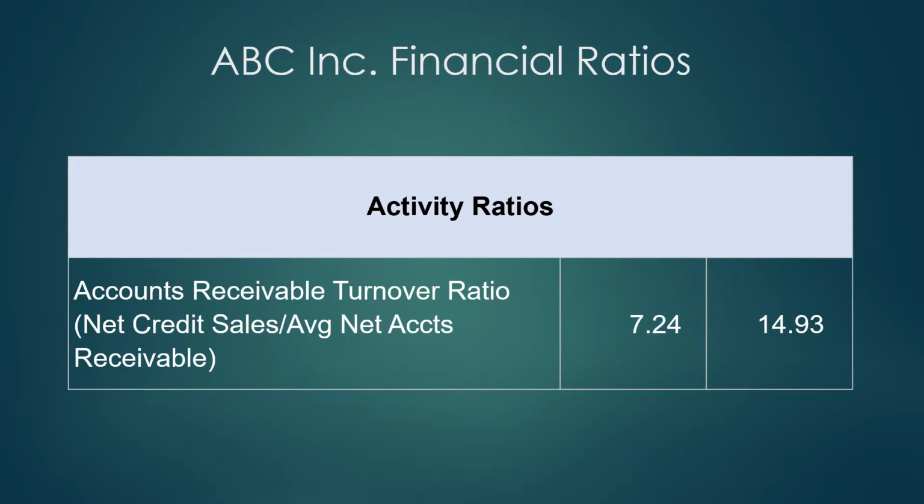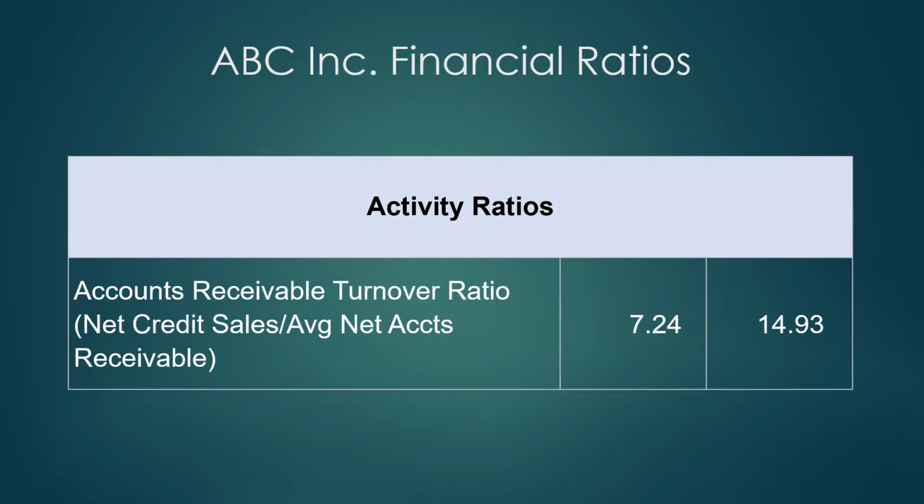The next set of financial ratios we'll look at for ABC are the activity ratios. Now, only one of the activity ratios really pertains to this company because the other ratios involve inventory, and this is a service-only company. So the accounts receivable turnover ratio shows how good a company is at collecting its receivables.